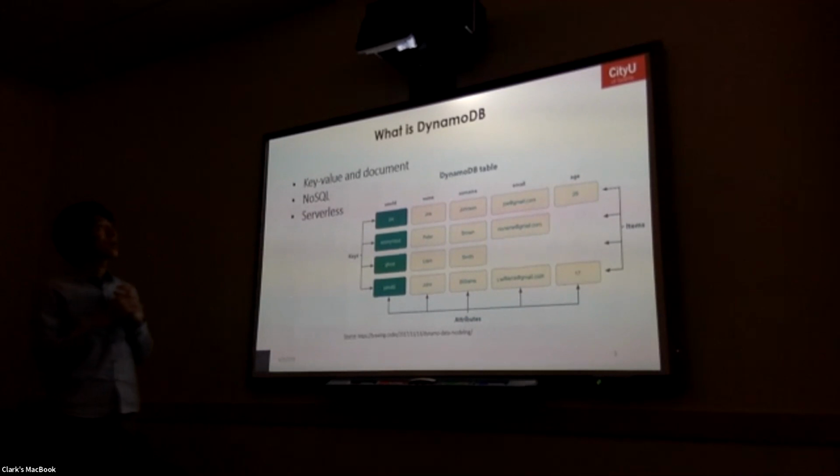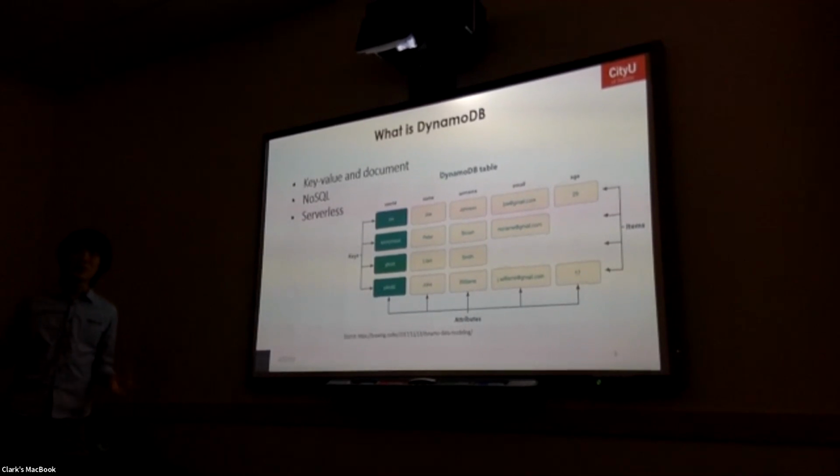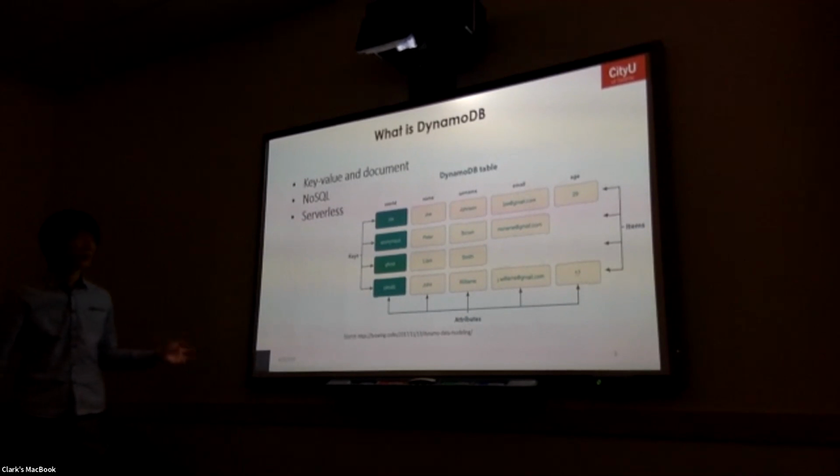So DynamoDB is actually an Amazon version of a distributed NoSQL database. So what is DynamoDB? It's actually just a key-value and document database. It's pretty much like Cassandra or MongoDB. It's a little bit different, but pretty much the same. It's just the Amazon version and hosted by Amazon, so it's a serverless service you can use.